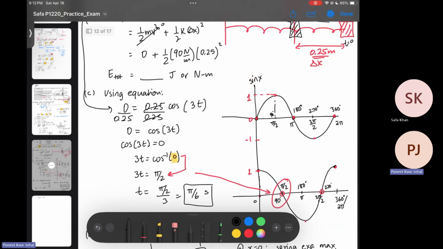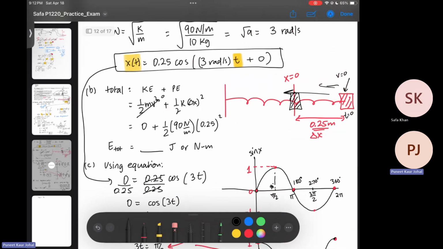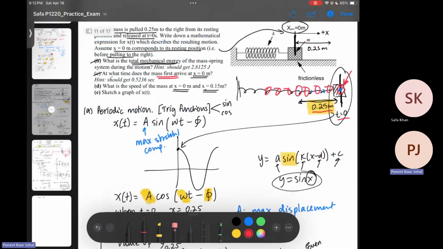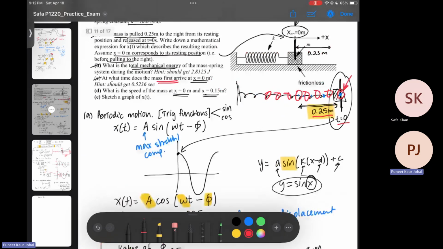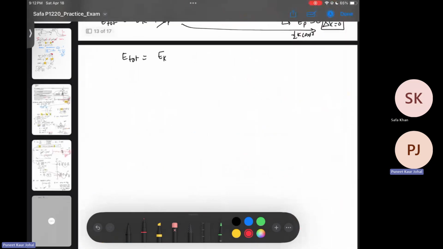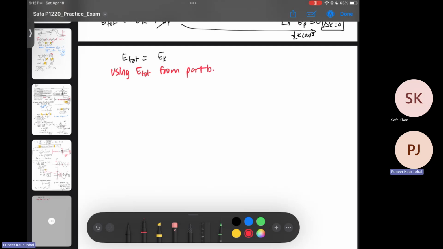We actually just calculated it in this part, right? Remember I said you are going to have all these little red dotted regions and every single one of them will have the exact same total energy because of the law of conservation of energy, right? So we're going to use the total energy from part B. You'll put that equal to half mv squared.